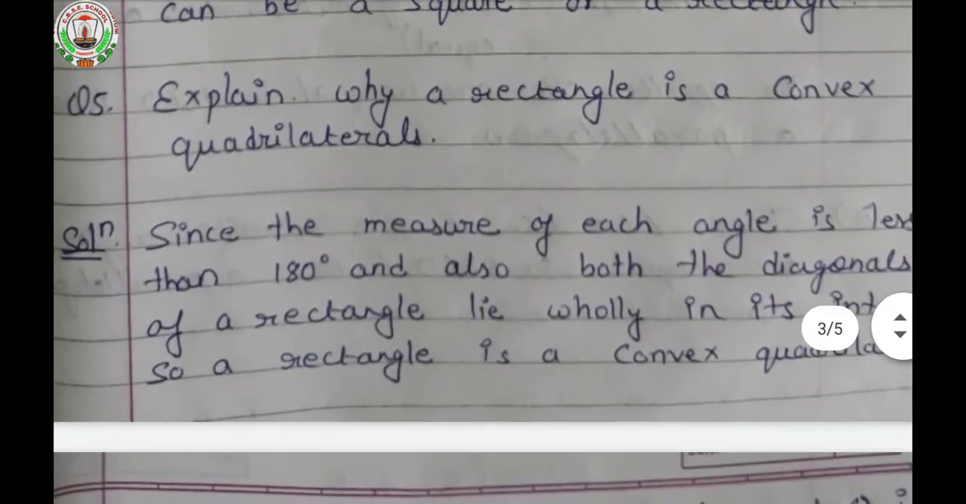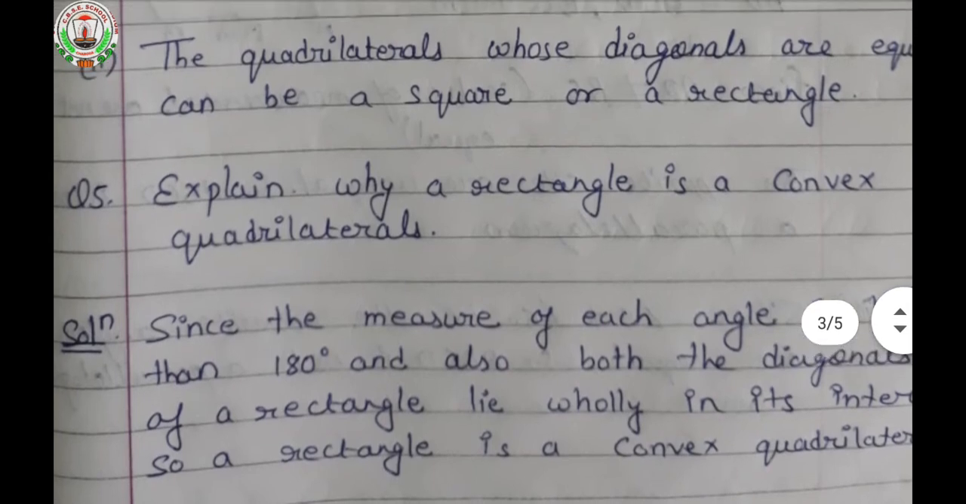Okay, now the fifth question. Here is the fifth question. It says: explain why a rectangle is a convex quadrilateral. Okay, now look: since the measure of each angle is less than 180 degrees, and also both diagonals of a rectangle lie wholly in its interior, a rectangle is a convex quadrilateral.